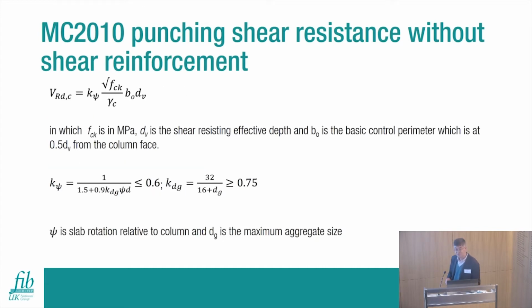This slide gives the equation given in Model Code 2010 for shear resistance provided by concrete. So the first term, the coefficient K psi, relates the shear resistance to the rotation of the slab. This term here defines the rotation, also proportional to the square root of the concrete strength. And B0 is the basic control perimeter, which is positioned at half the effective depth from the column face.